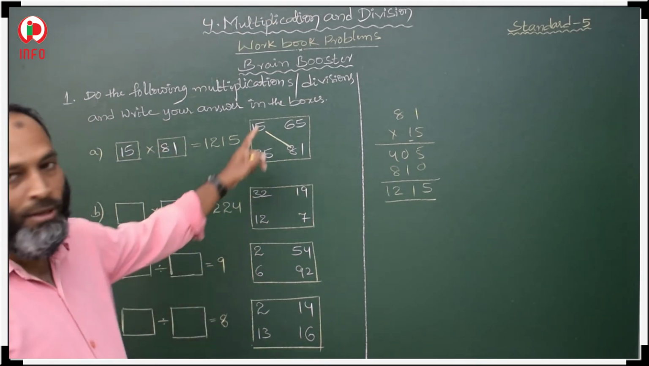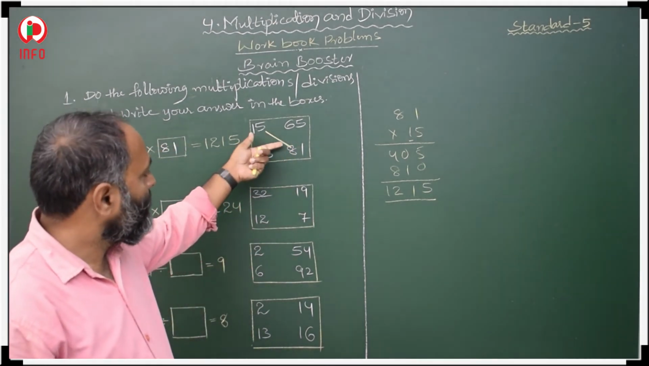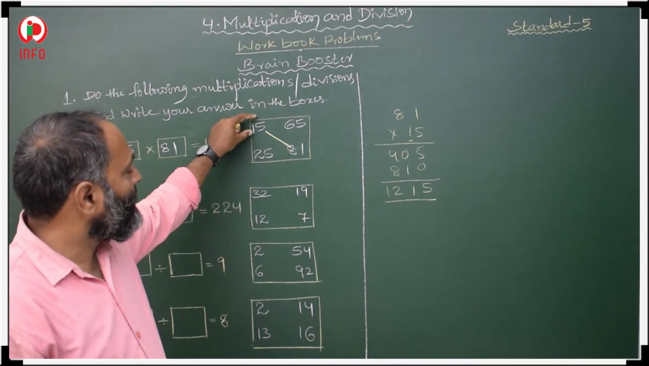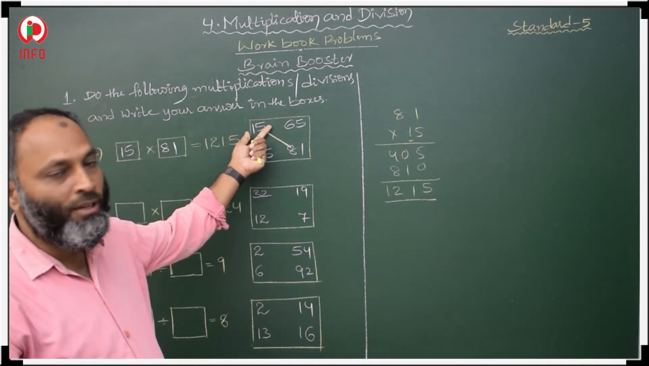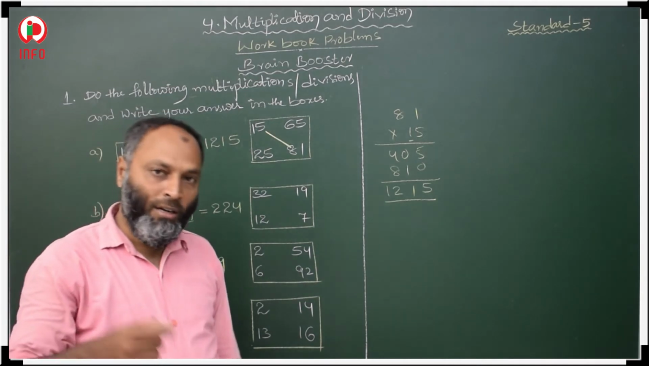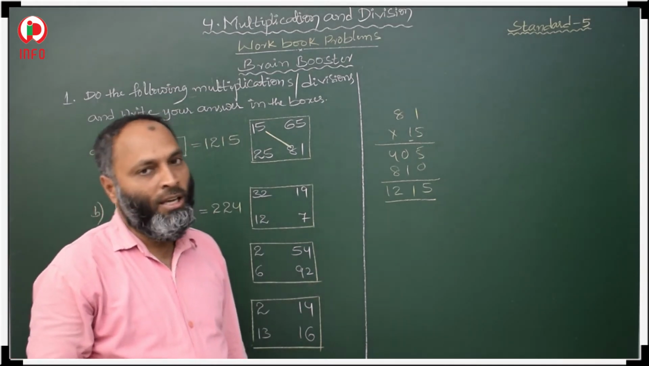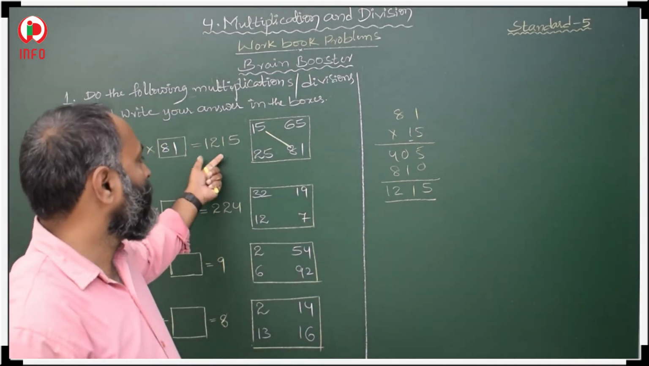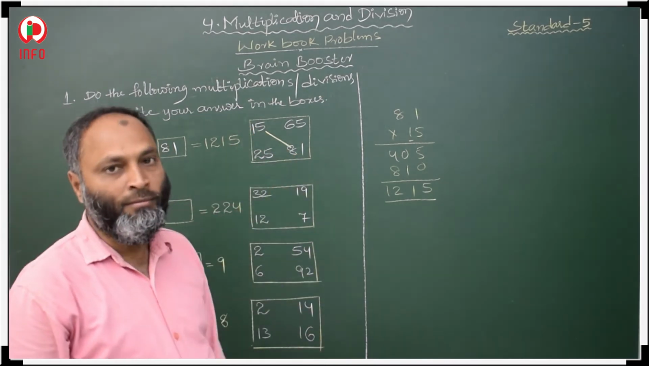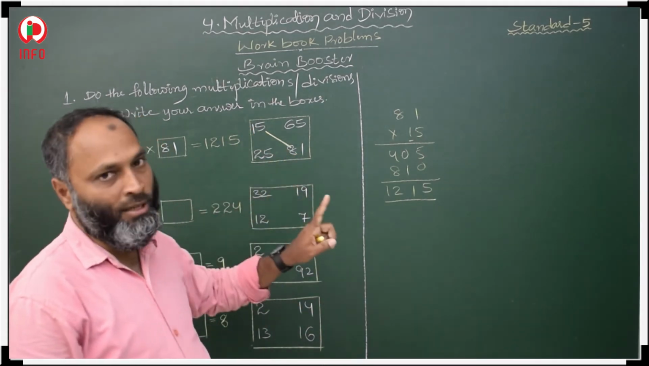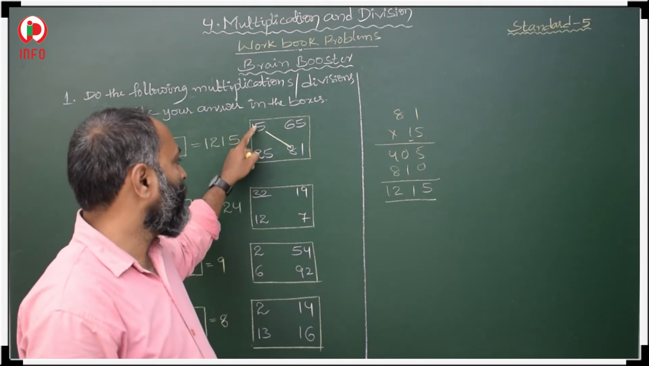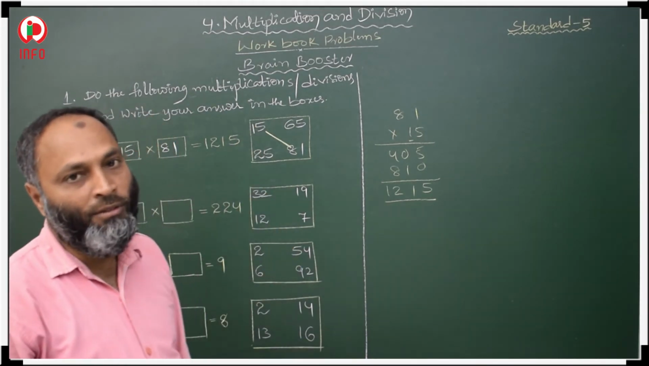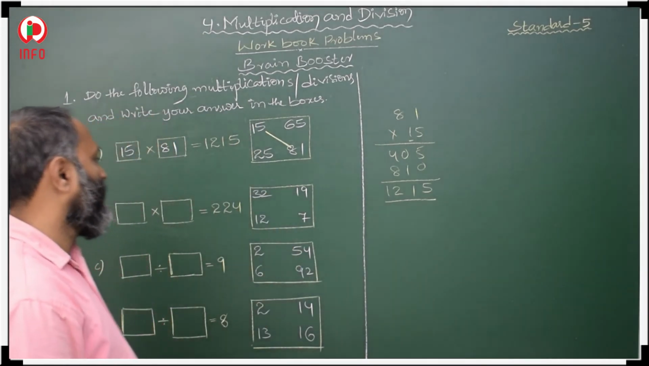We have to check one by one the given terms. First you take 15 and 65, and first check what the answer is. If you are not getting this answer, then you go for 15 and 81. If you are getting that answer, then stop there. If you are not getting it, again you check 15 and 25. Like that you have to check one by one.